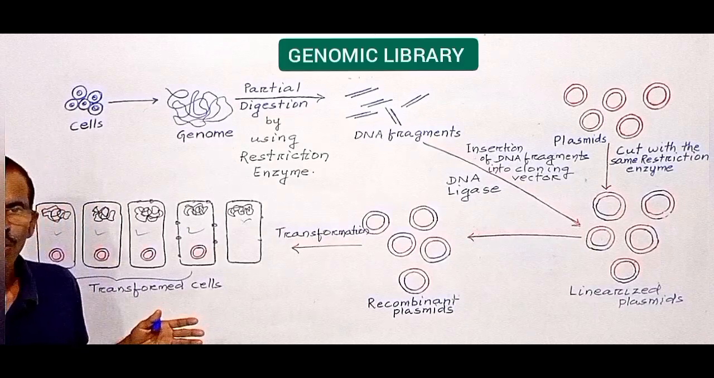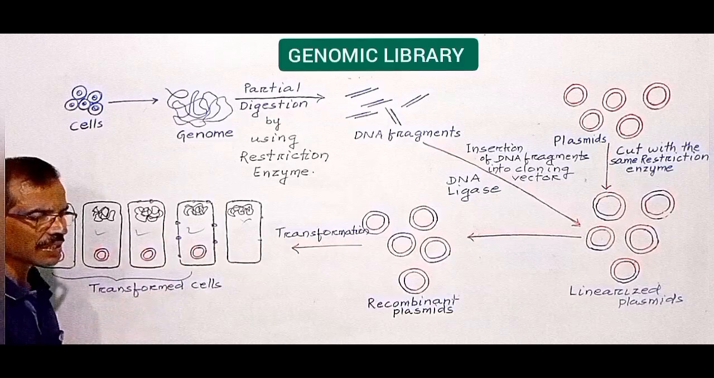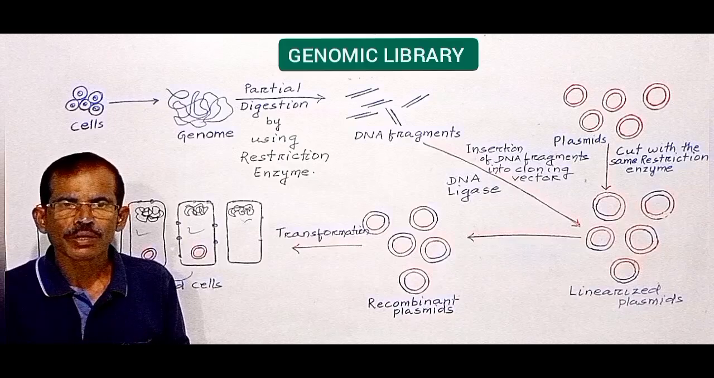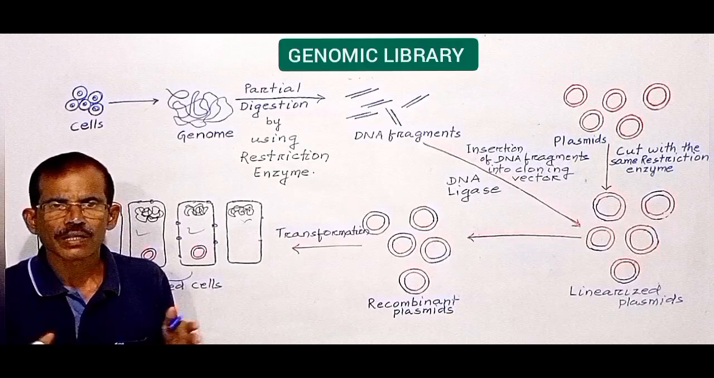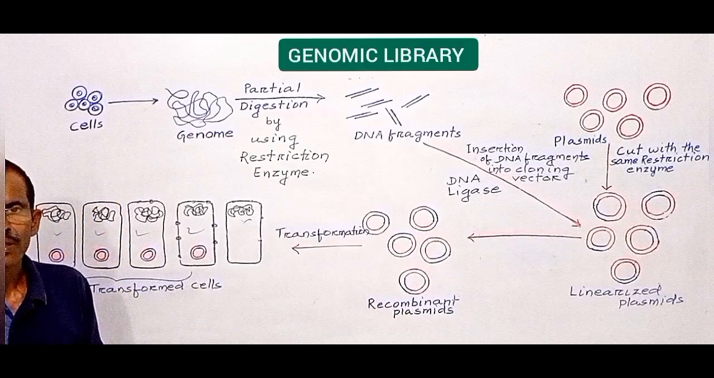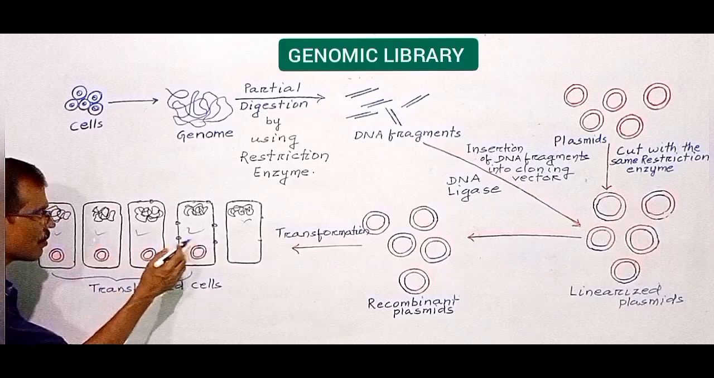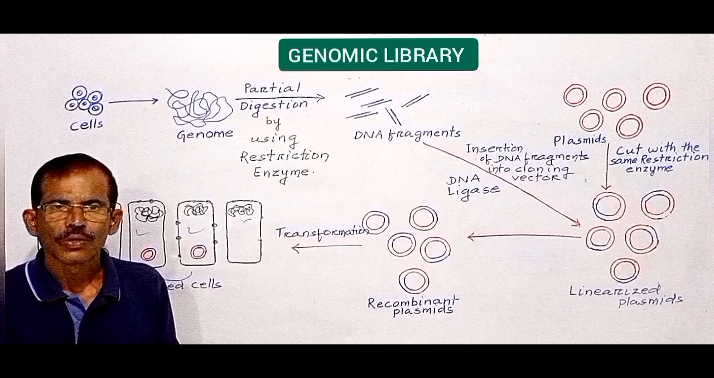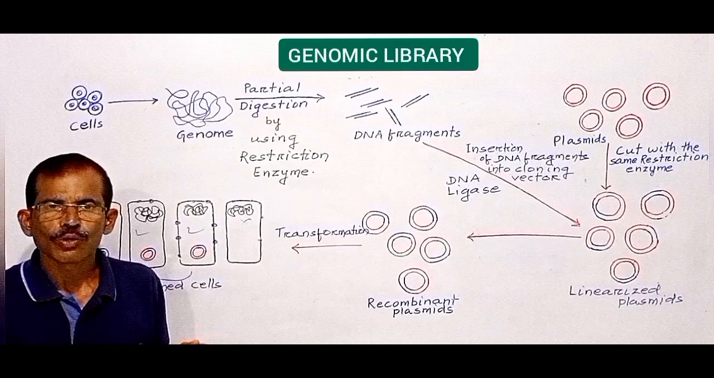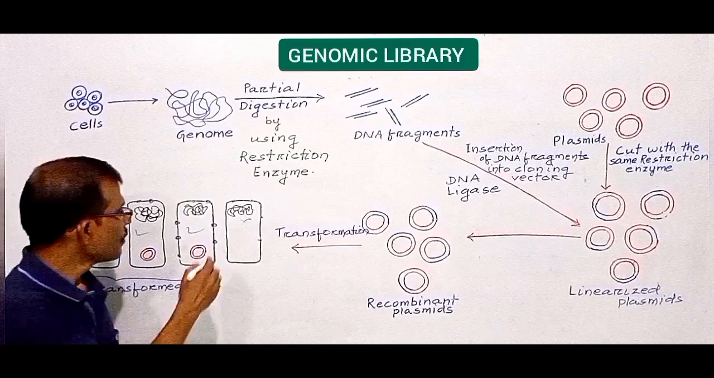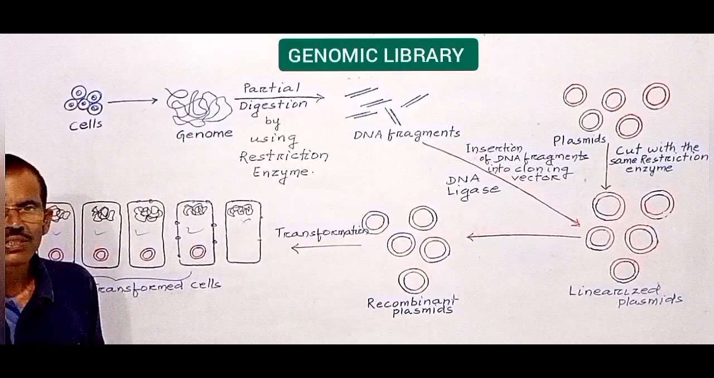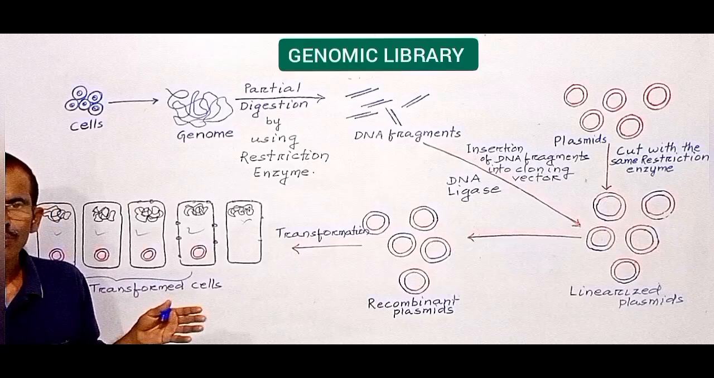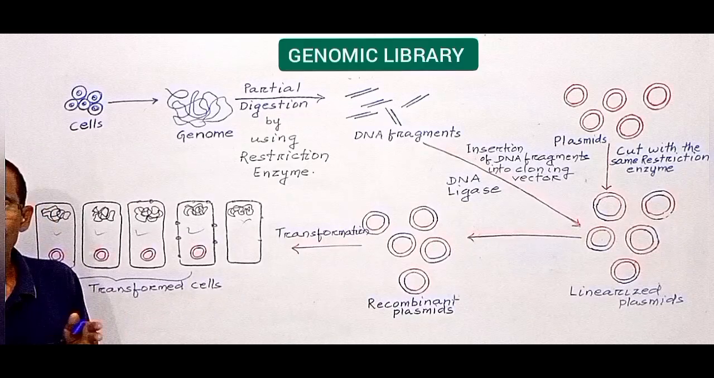For selection of transformed E. coli cells, this bacteria is grown on an agar nutrient medium containing a specific antibiotic. In such a medium, only transformed bacterial cells which are resistant to antibiotic will be able to grow and will form colonies. Remaining bacterial cell which is non-transformed will die. All these colonies together make up the genomic library.